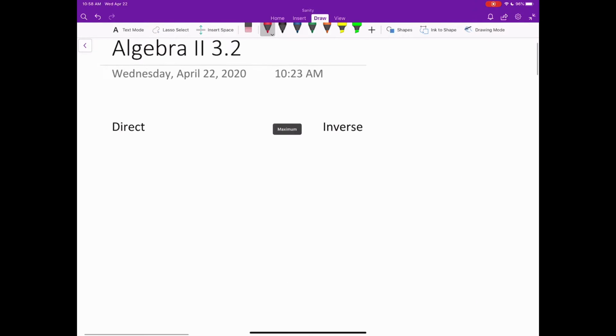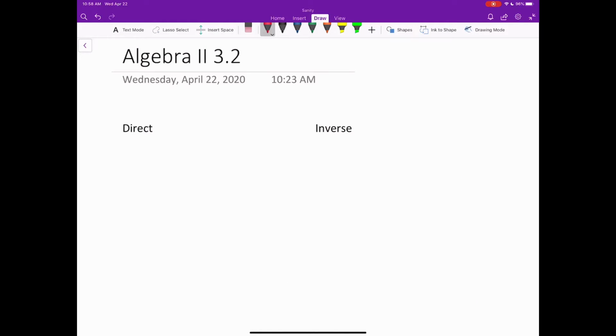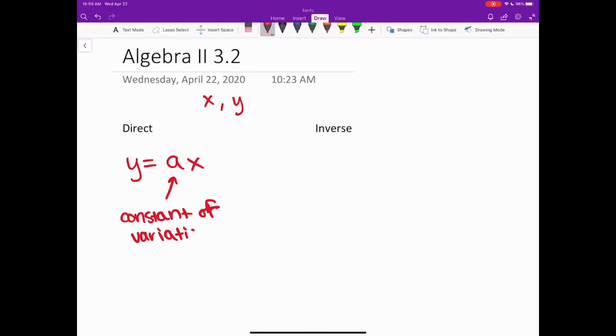Just a quick review of what it means to be direct variation and inverse variation. We've got variables x and y. Direct variation says y equals a times x. And again, a was what we call a constant of variation, and it was just a number. With inverse variation, same kind of stuff. There's a y, there's an a, and there's an x, but it looks a little bit different.